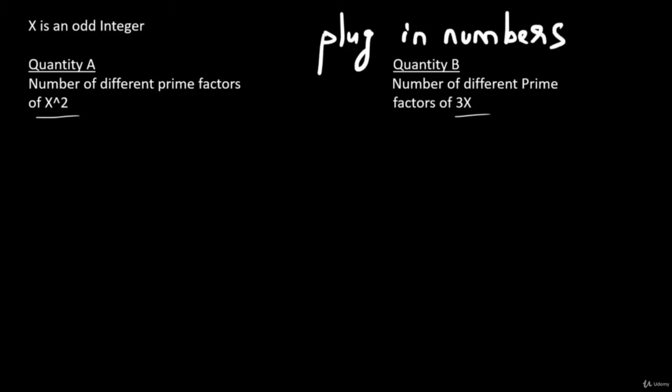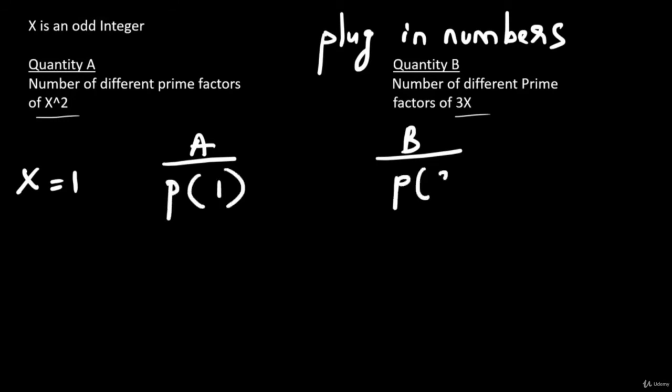All right, now if I take x as 1, then quantity A would be the number of different prime factors of x square, which is 1. Let me call that as P1, and quantity B would be P3, right? Because 3x is 3 into 1, which is 3. Now, how many prime factors does 1 have? That would be 0, right? Because 1 is not a prime number. So 1 does not have any prime factor. So over here we get 0, and 3 has one prime factor, which is 3 itself. So in this case, we get quantity B as greater than quantity A.